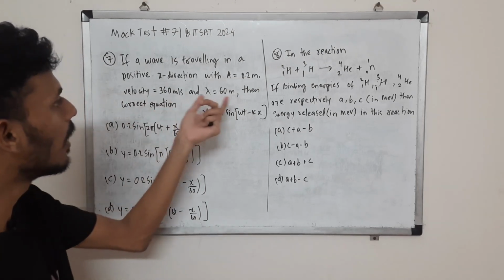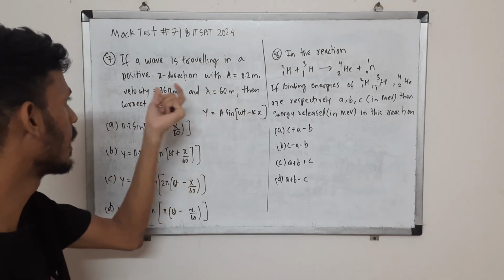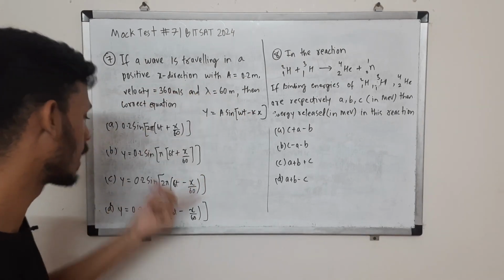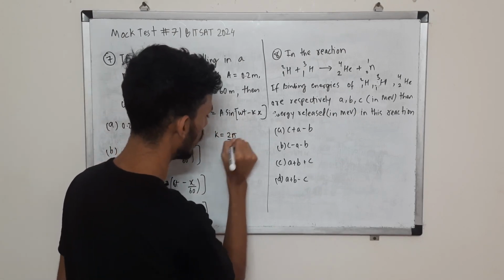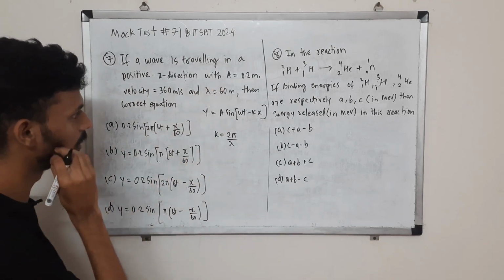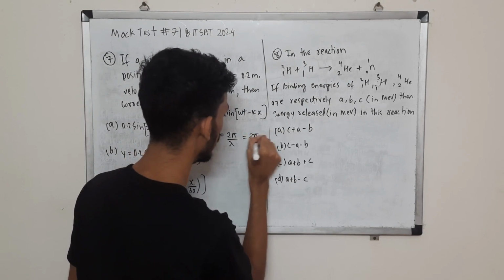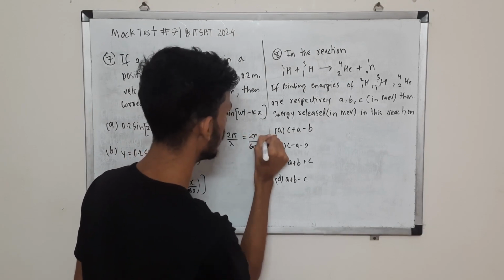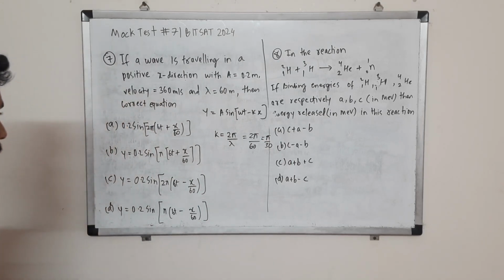We can find omega and k from the given information, and we can compare later. So k we know as wave number, right? Wave number is 2 pi by lambda. We are given the value of lambda, so we can find k. So this will be 2 pi by 60, or pi by 30. K is pi by 30.